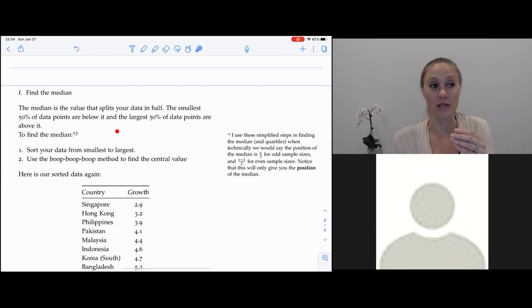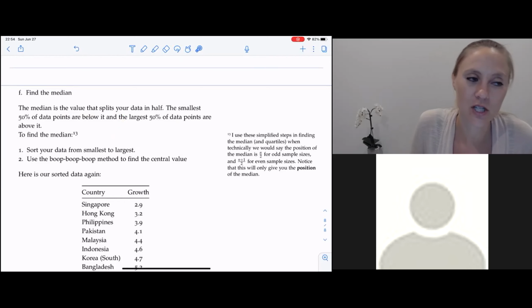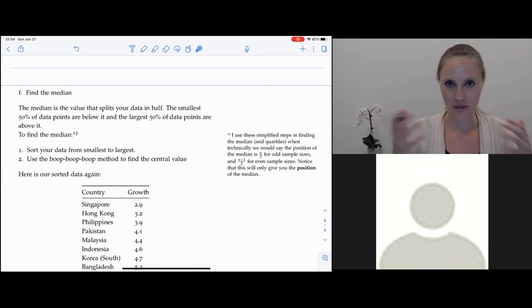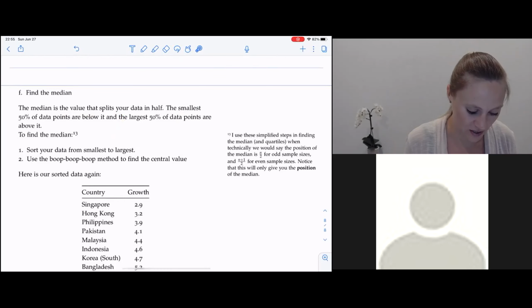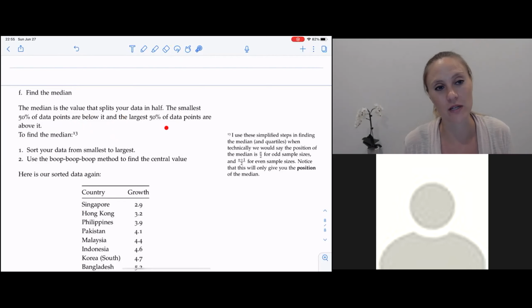And that's confusing because the median is also a measure of center, and so is the mean, the average. So using the average to find the median is a bit of a mind bender, but that's okay. The smallest 50% of data points are below the median, and the largest 50% of the data points are above the median.